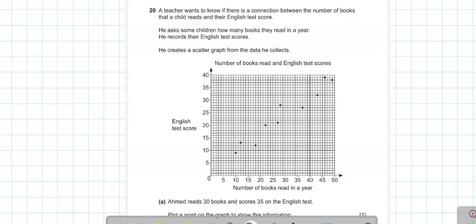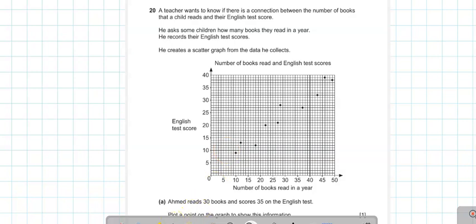A teacher wants to know if there is a connection between the number of books that a child reads and their English test score. He asks some children about how many books they read in a year and he records their English test score. He creates this scatter graph.